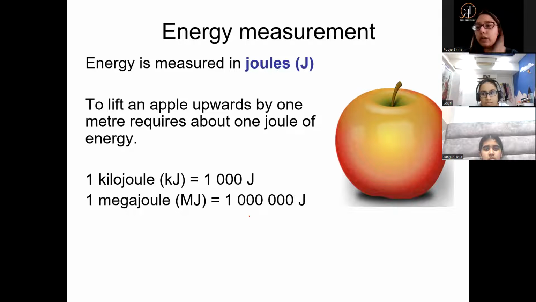1 kilojoule. Now you know what the metric system is, right? So if I say kilojoule, that means 1000 joules. If I say megajoules, that means 10 raised to power 6, that is, 6 zeros: 1, 2, 3, 4, 5, 6. So you should know the conversions, which we will be using very often.